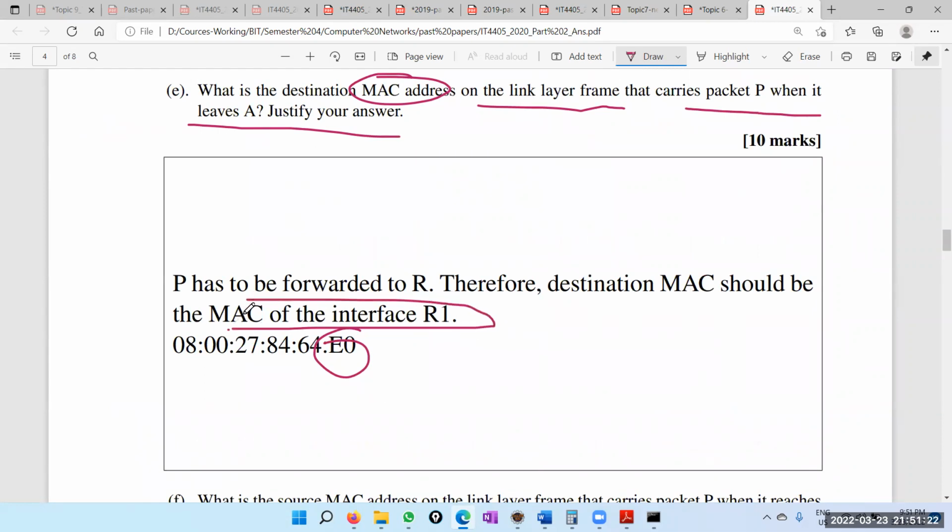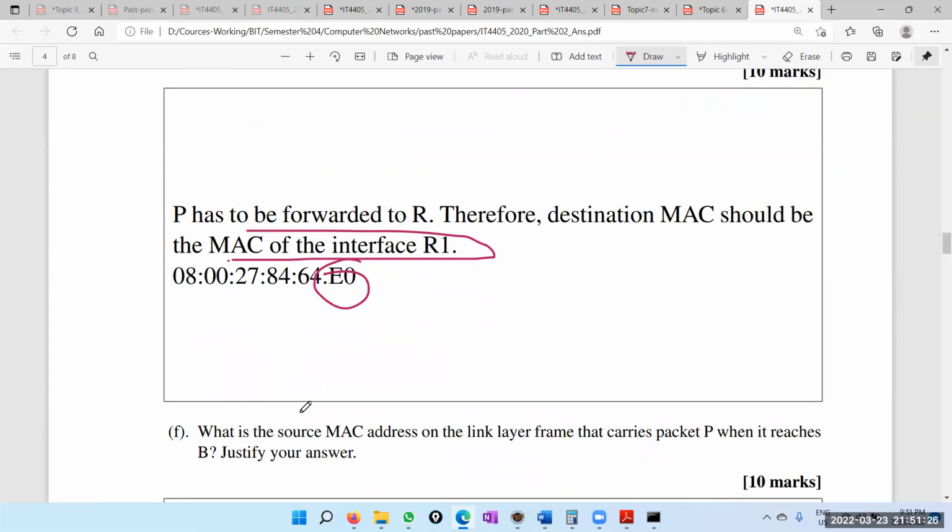Okay. Right. So next question. What is the source MAC address on the link layer frame that carries packet P when it reached B? Justify your answer. So again, read the question. What is the source MAC address on the link layer frame that carries packet P when it reached B?